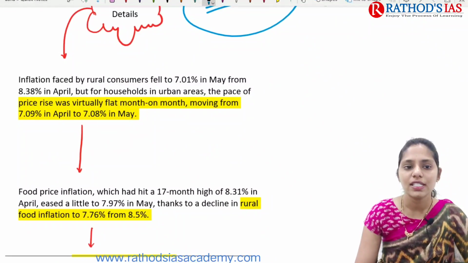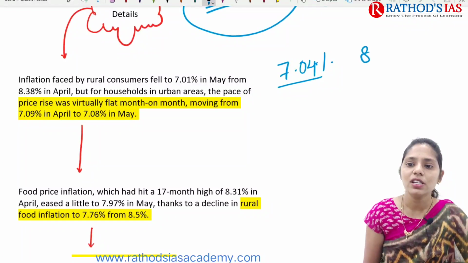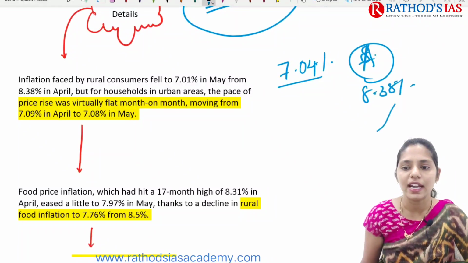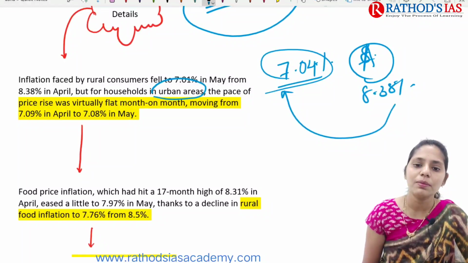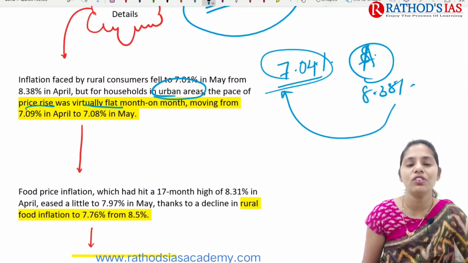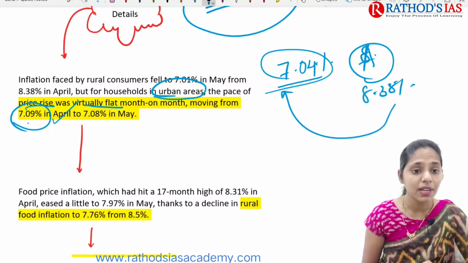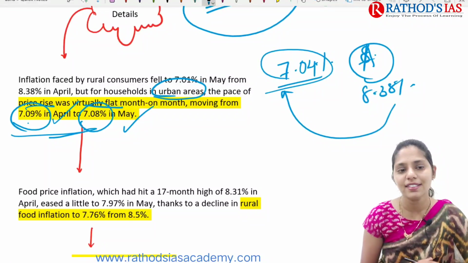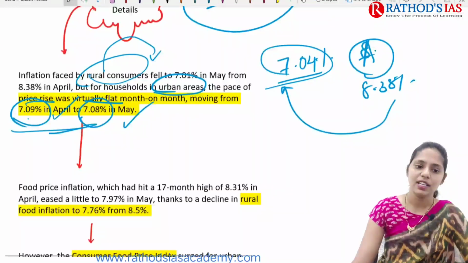If you are talking about details, it says that inflation faced by rural consumers fell to 7.04% in May. Actually in April it was 8.38%, and now it eased to 7.04%. But for households in urban areas, the pace of price rise was virtually flat month on month. It was 7.09% in April, and it is 7.08% in May. So we can't see much difference for urban people like us, and especially in the rural areas, yes, there is somewhat of a relief that they can experience.